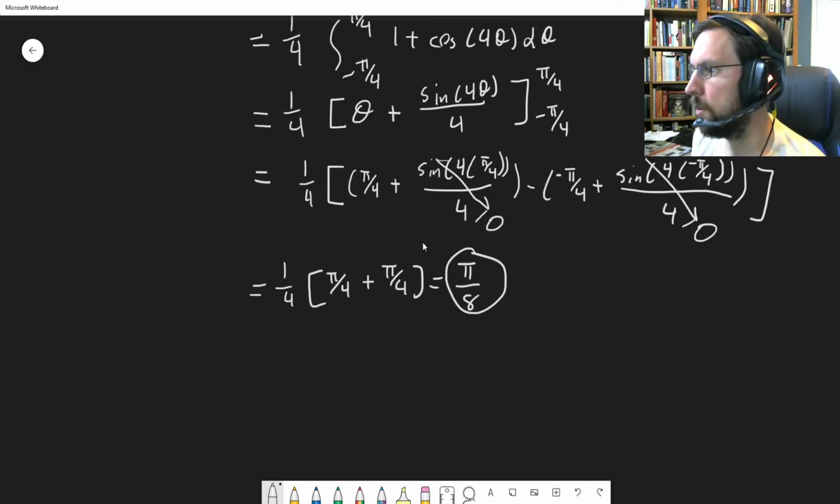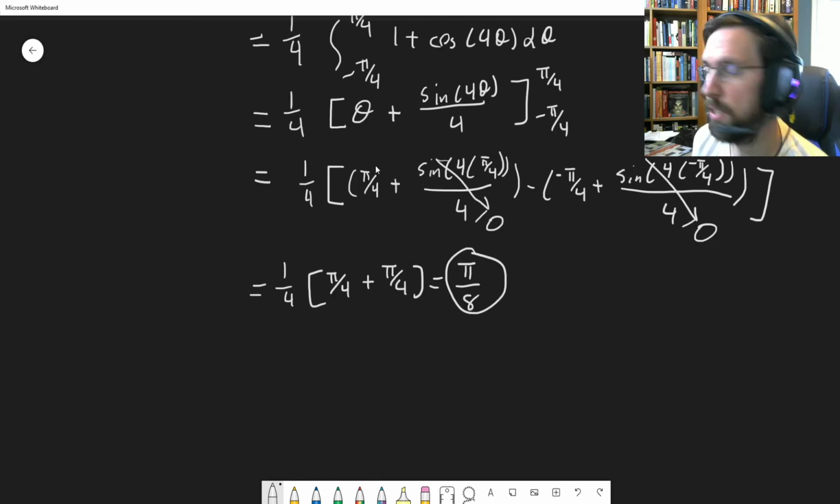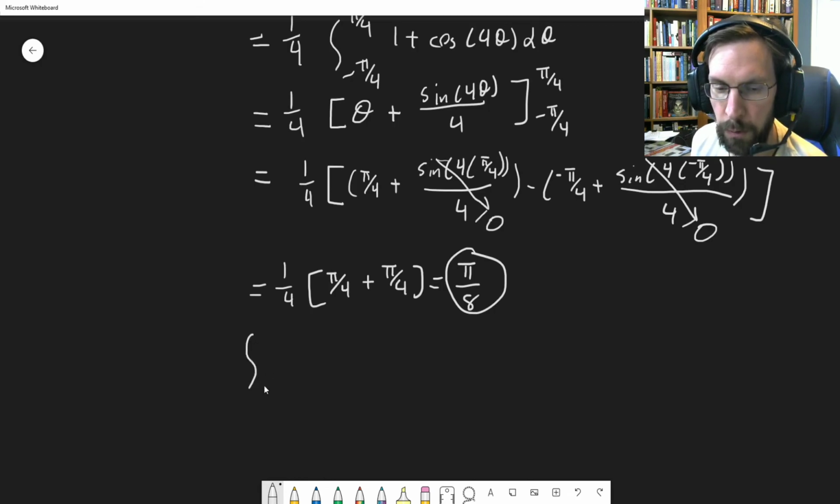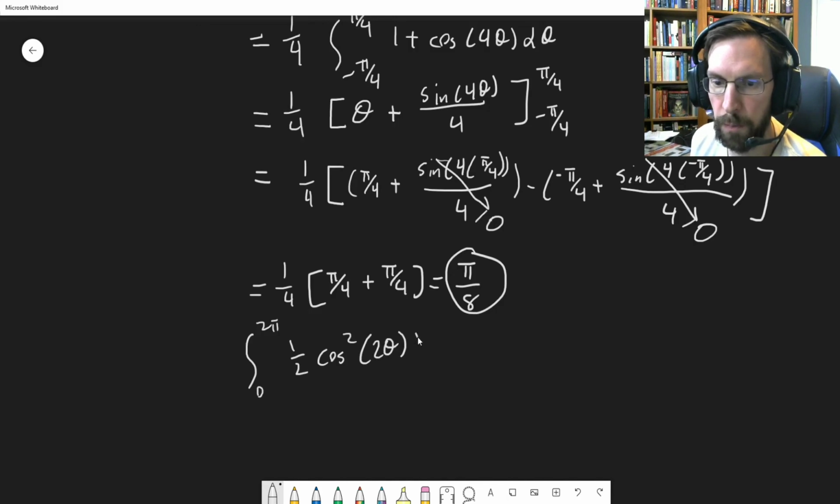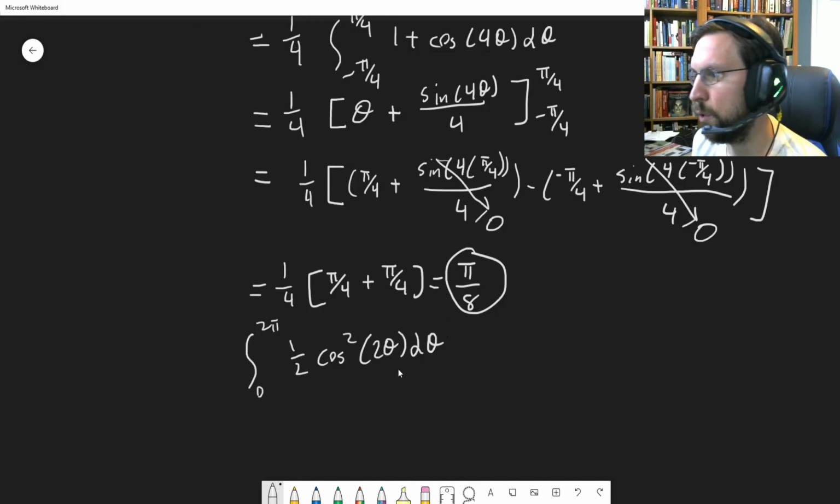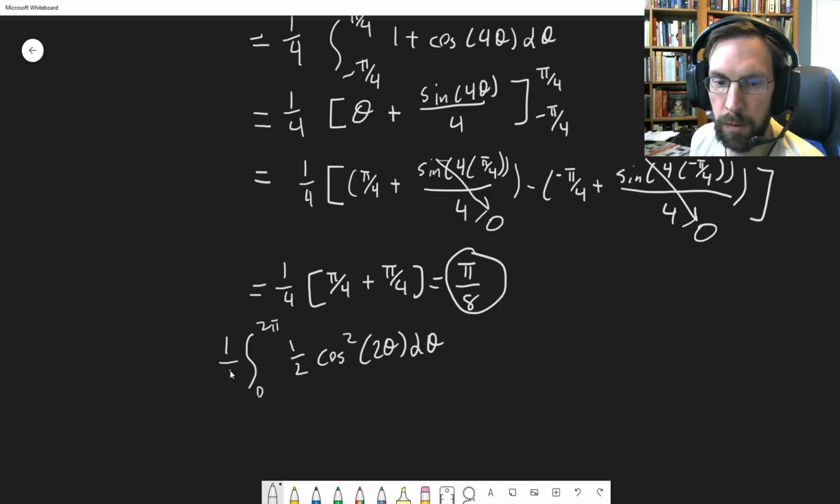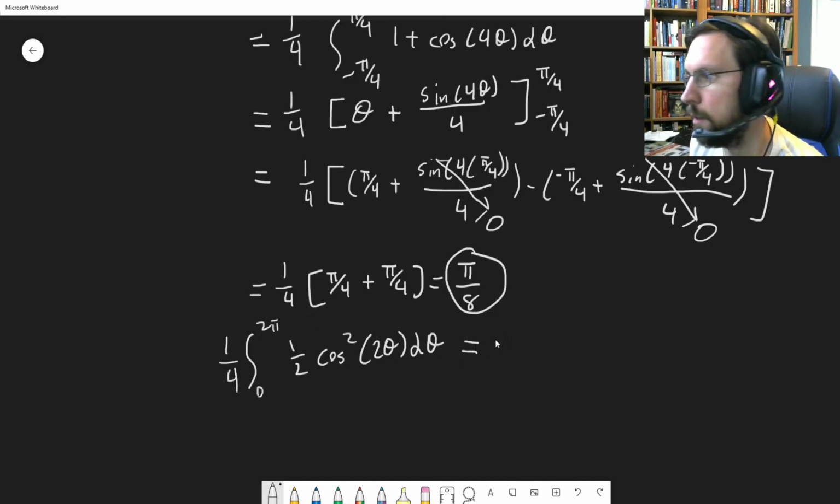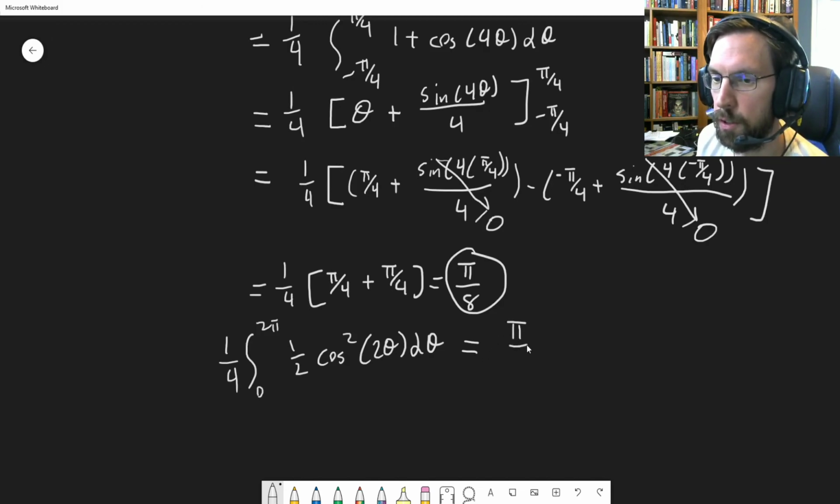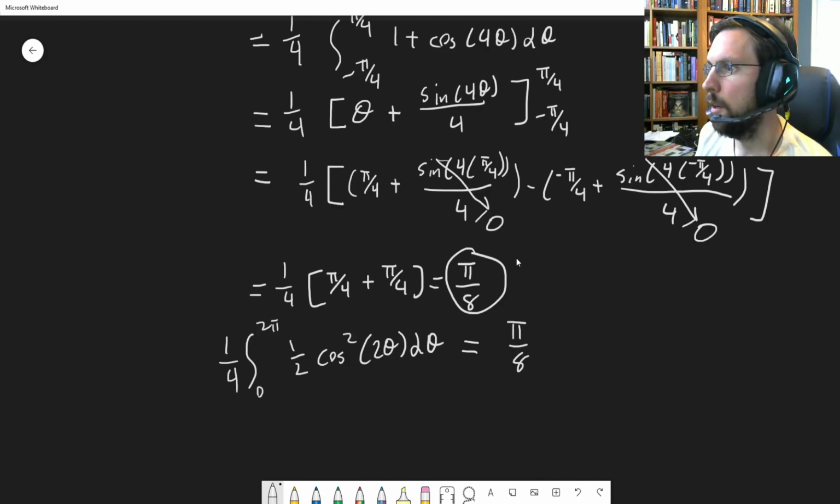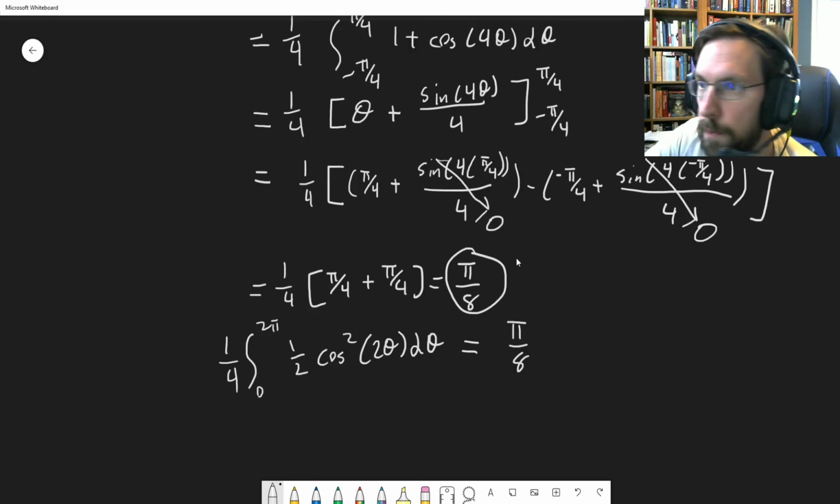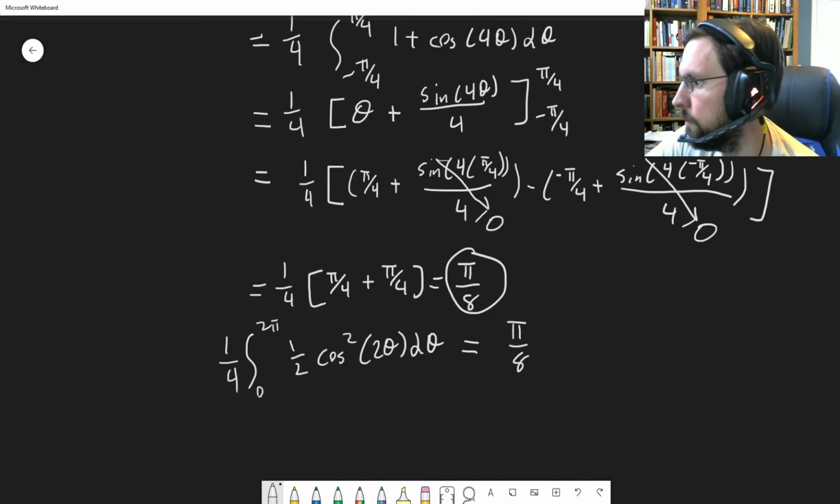If you really want to double check that each one of these leaves has the same exact area, we can look at the area of the total curve. The area enclosed by the entire curve would be the integral from 0 to 2 pi of 1/2 cosine squared 2 theta d theta, but this gives us 4 leaves. We only want 1 leaf, so we can divide by 4. If you do this on your own, you should see that this is also pi over 8. We'll come back and do another example.